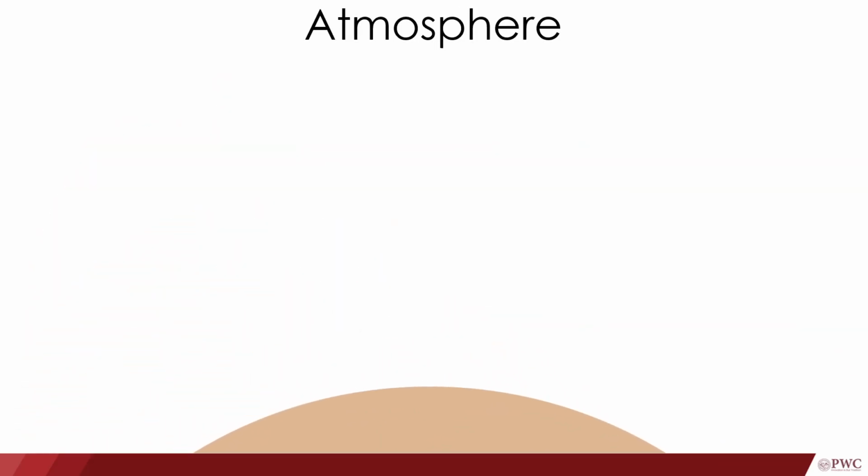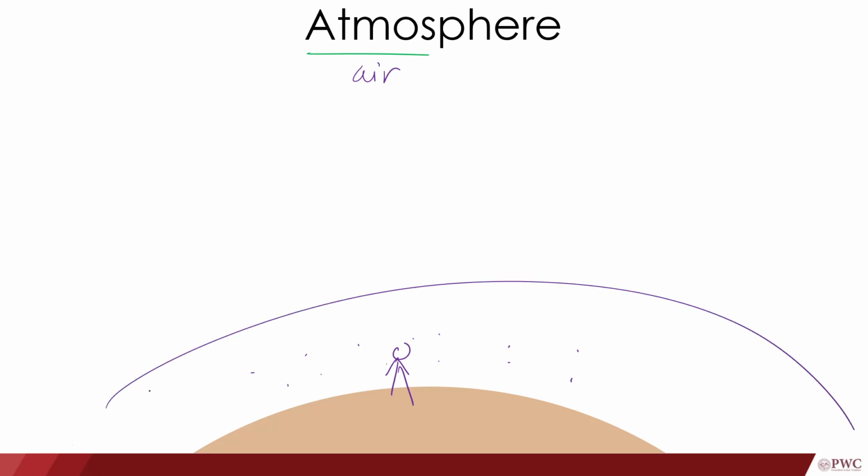The next part or subsystem is the atmosphere. The word atmo means air. So of course we have air around us, even though we cannot see it. Also, the atmosphere is made up of different layers. The first layer is the troposphere. It's from the ground up to several kilometers above us.